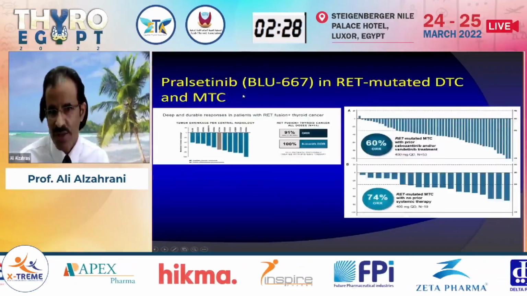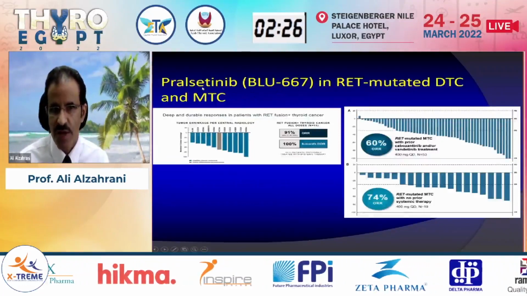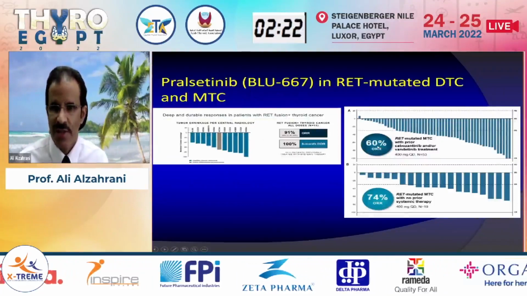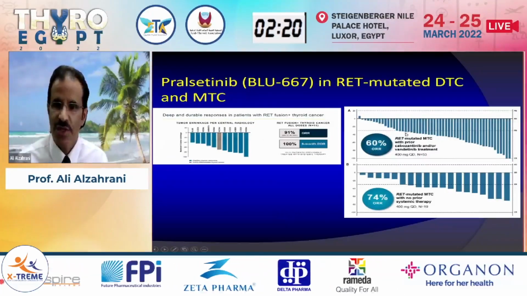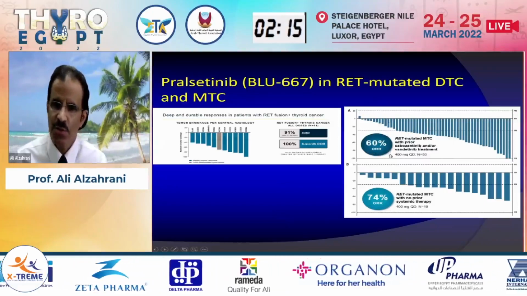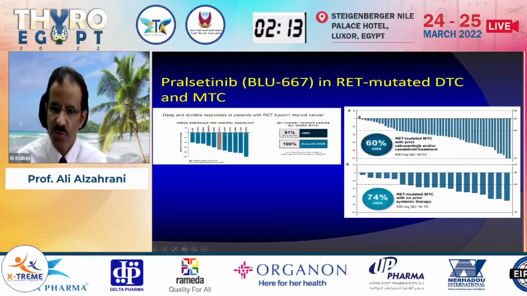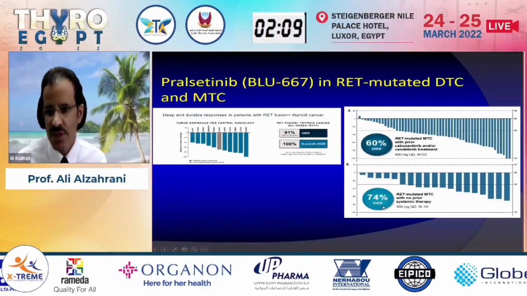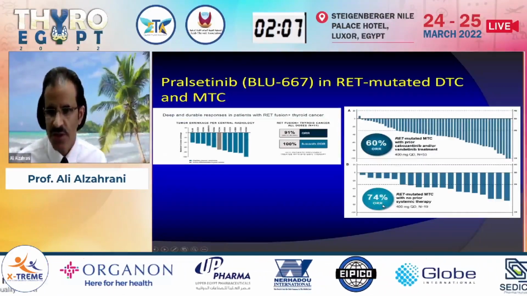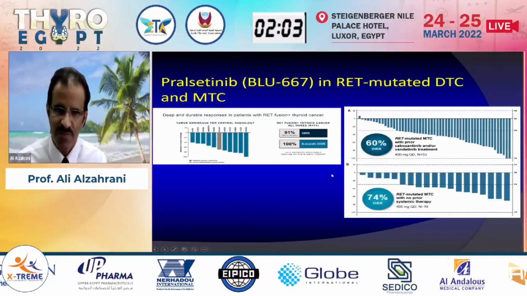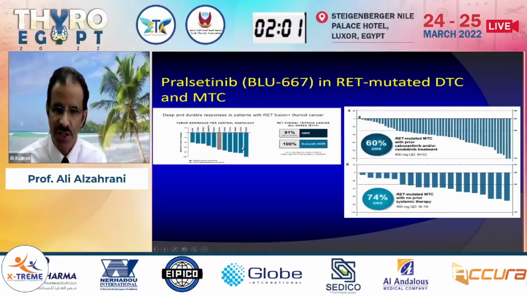The other drug is called BLU-667 or Pralsetinib. It works on the same principle. It has almost similar effect. You can see the waterfall plot here, 60% overall response rate in patients who were treated previously with Cabozantinib or Vandetanib, and 74% overall response rate in patients who were treatment naive. And you can see the effect on differentiated thyroid cancer.